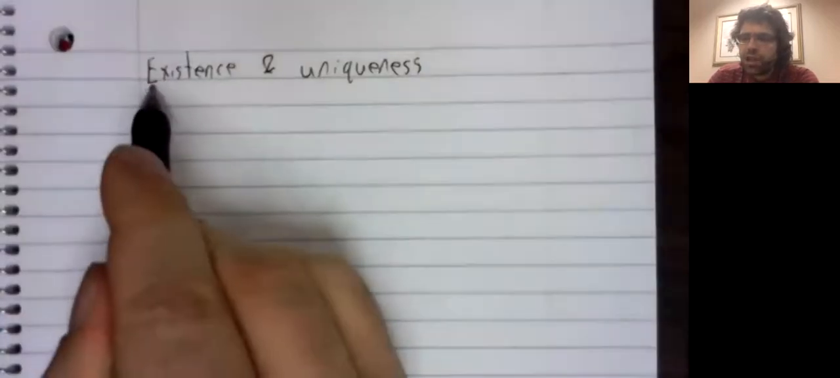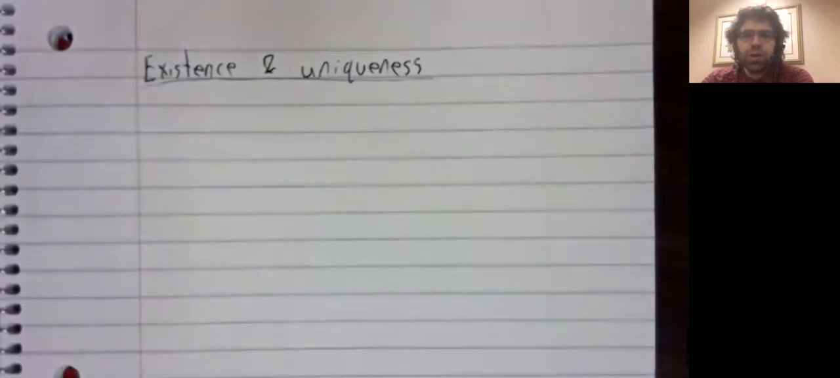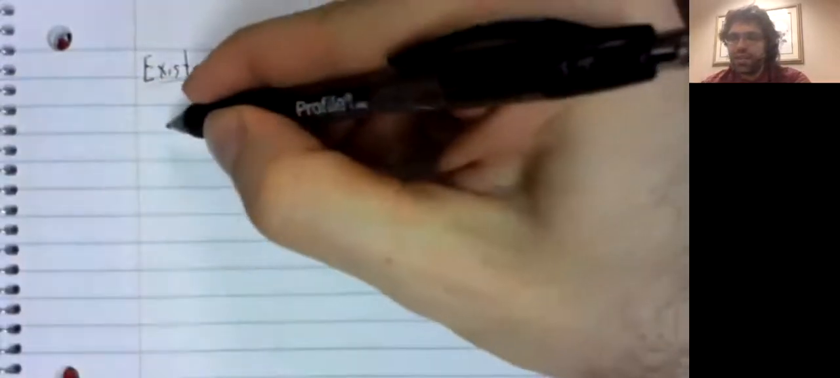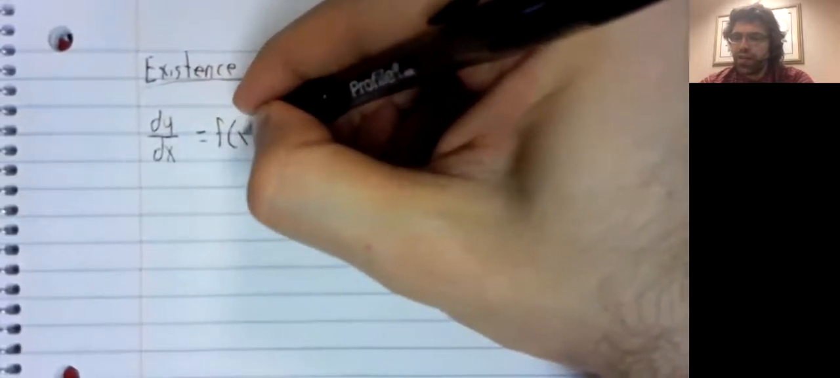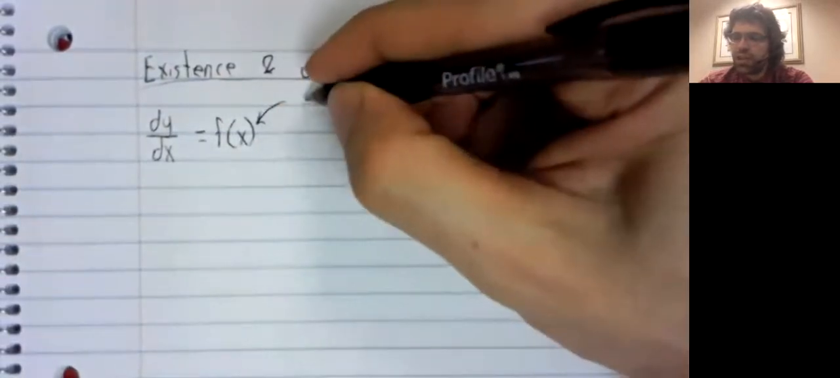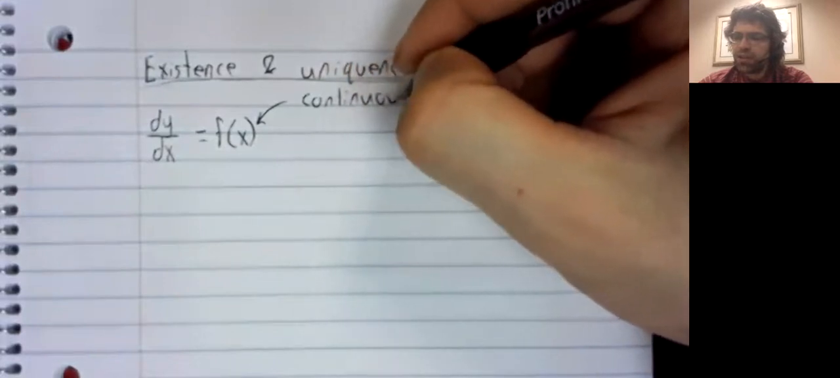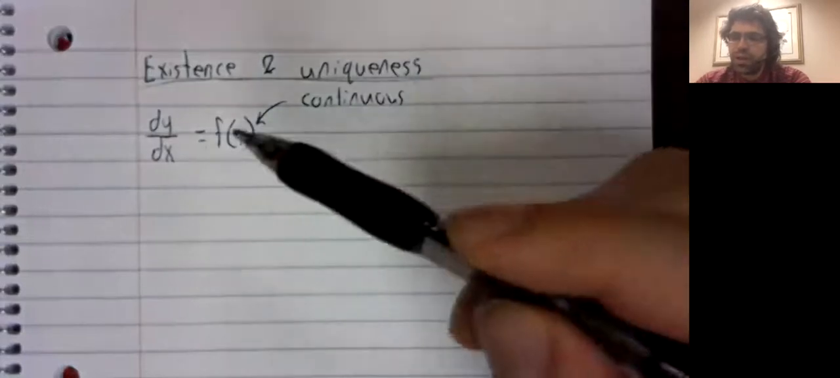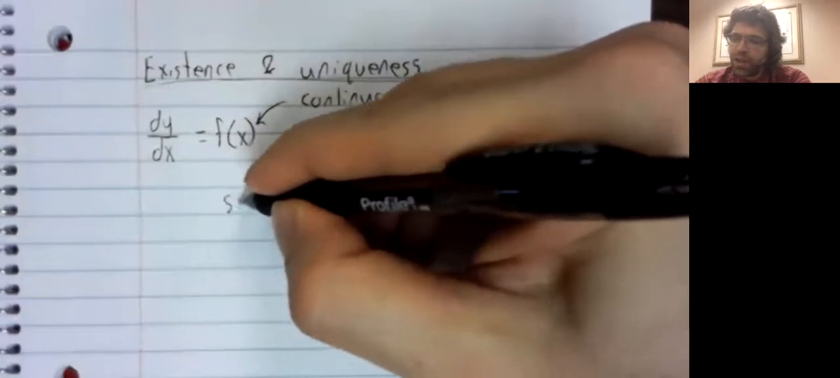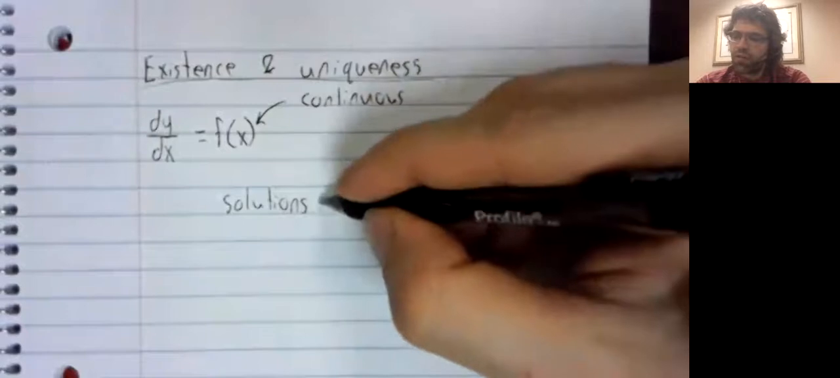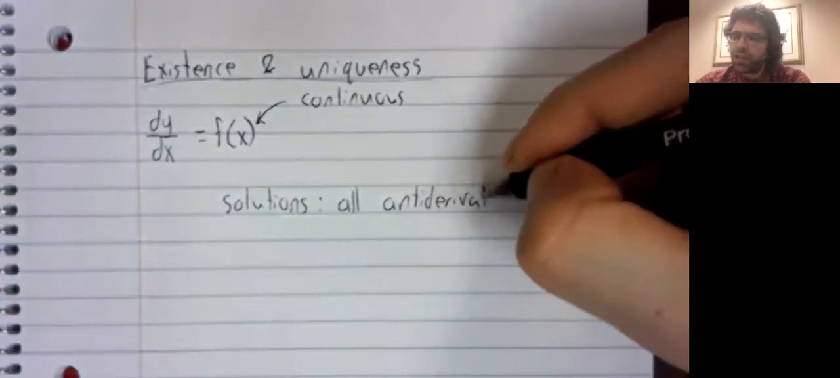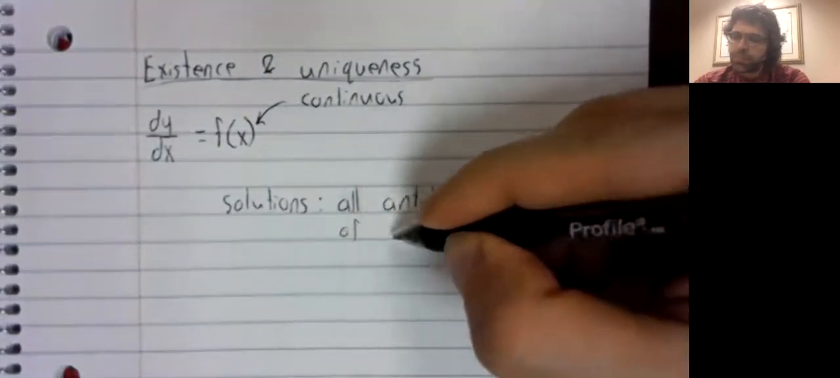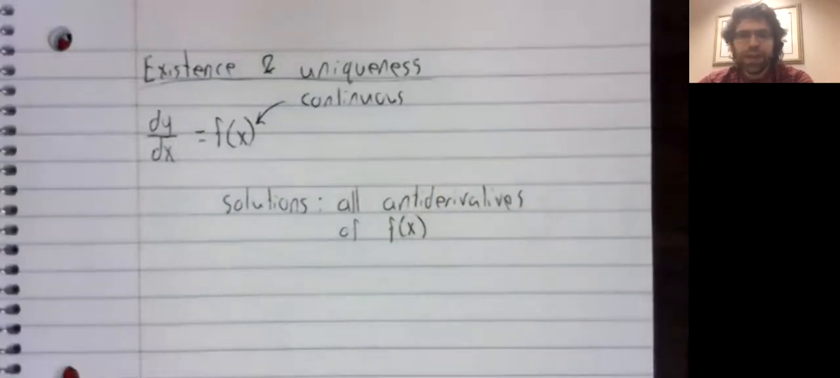With that caveat out of the way, let's return to a remark I made earlier that solutions are sort of unique. dy/dx equals f of x, and we'll put a condition here that f of x is a continuous function. This differential equation has an infinite class of solutions. All the antiderivatives of this function f of x.